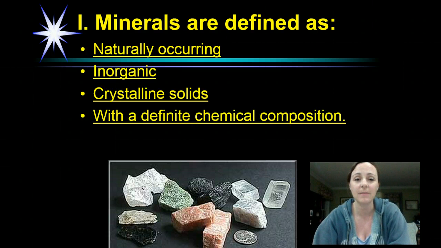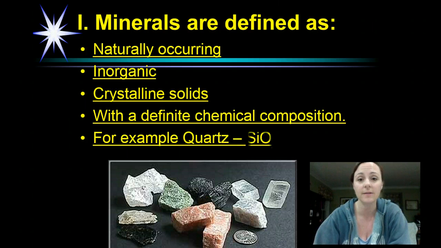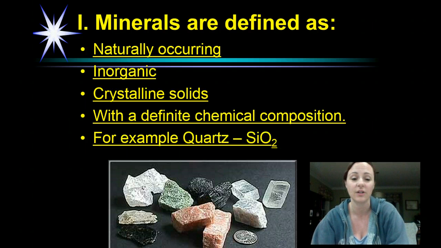It has a definite chemical composition. For example, quartz is made of silicon and oxygen.